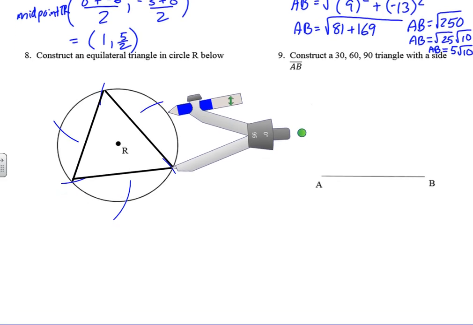So again, if you're looking at this, you might want to write a note to yourself and say, start by measuring the radius.